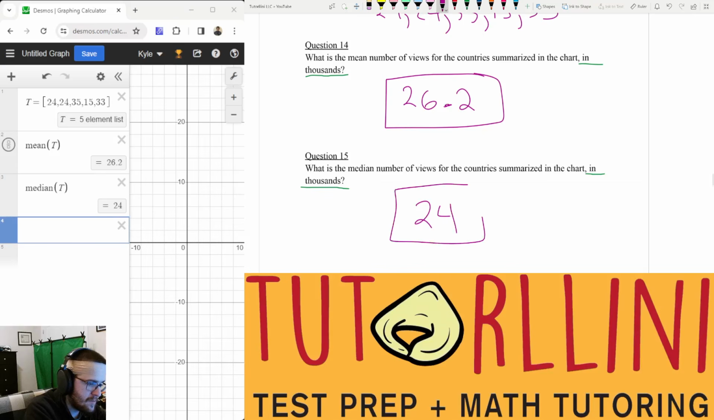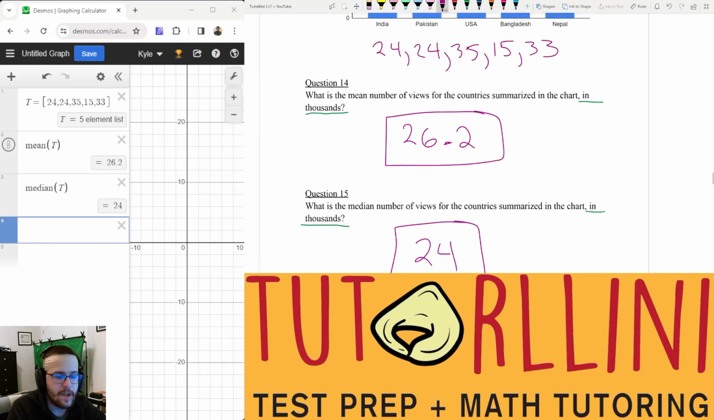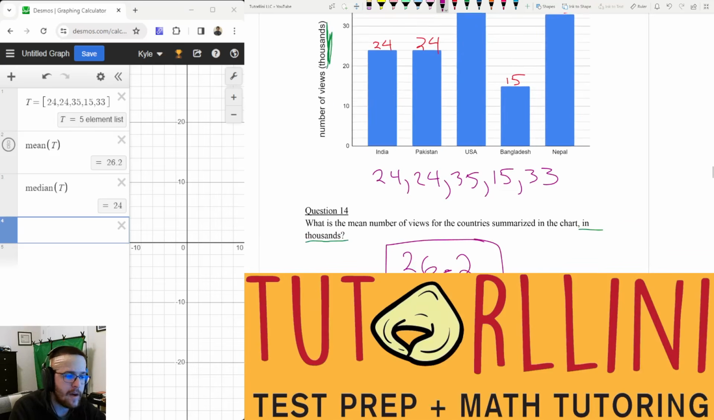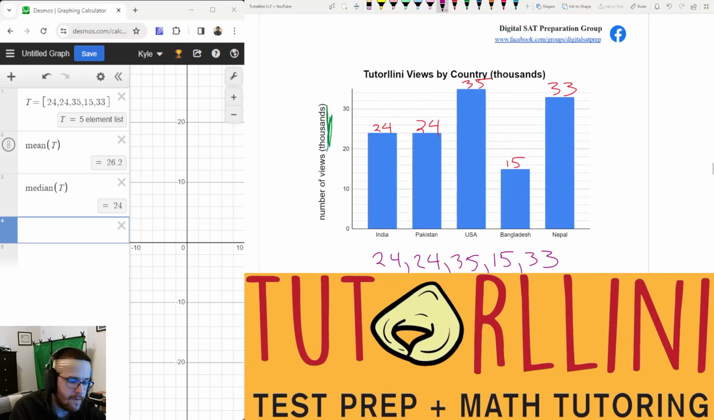So you see a lot of people, if they saw that median question, they would have just looked at the one in the middle, USA, and said 35, but that is way wrong. You have to, if you're going to do it by hand, put them in order first. They're not in order.